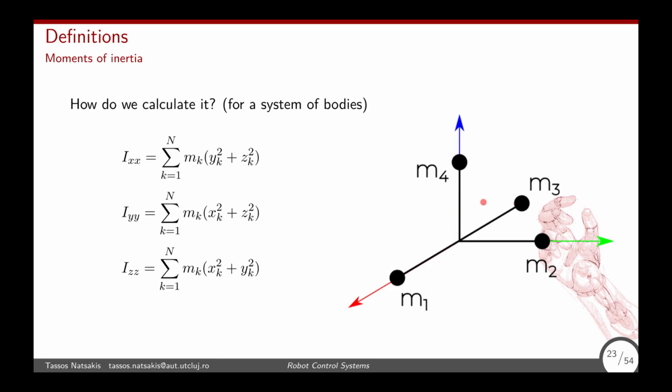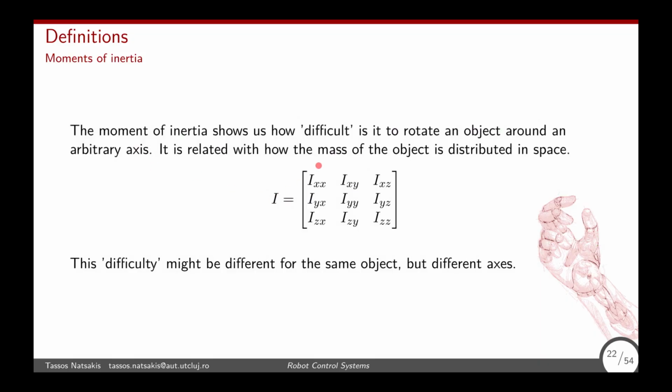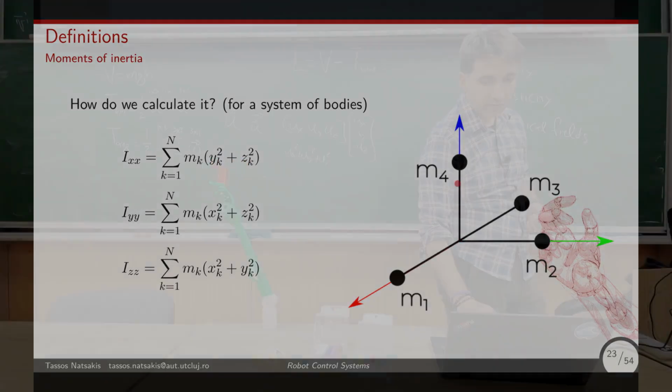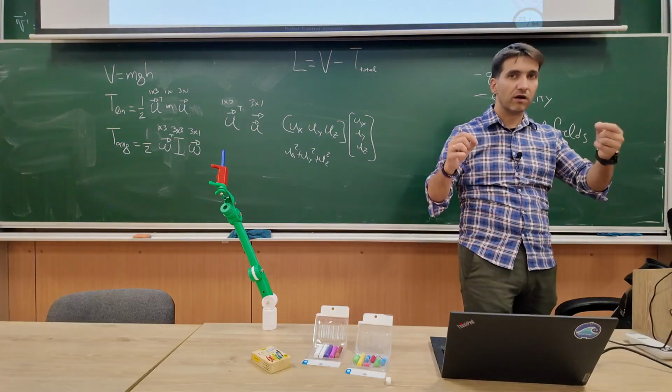If I have a system of bodies, so basically discrete masses, like this Ixx, this element here would be the sum of all the masses and the distances around the axis x, which is basically y squared plus z squared. This would be the distance around that axis.